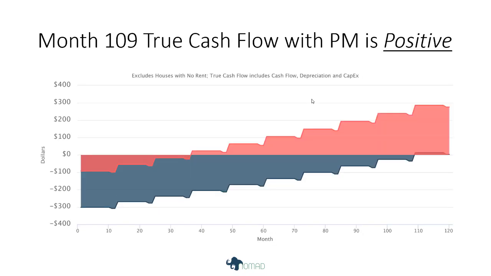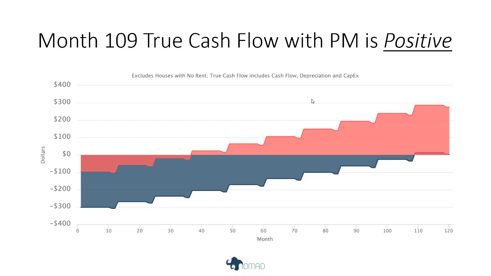All right, so in month 109, true cash flow with property management then becomes positive. So this is basically month 0 through 120. Right here in month 109 is when you actually go positive with your rental property in our current market when you're paying property management.